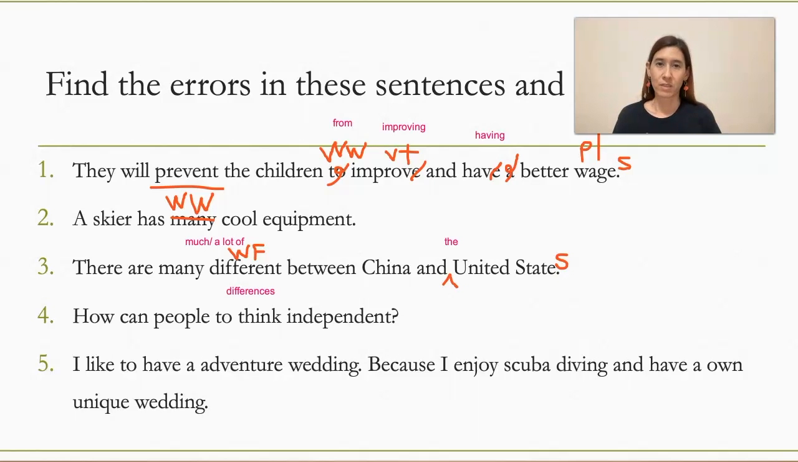Here we have 2 mistakes. How can people, can, here with the modal, we do not want to think. This is an infinitive, to plus the verb. Because you have the modal can here, you can't use to, so delete to. How can people think? And here, again, the wrong word form. Independent is an adjective. After the verb here, we need the adverb.